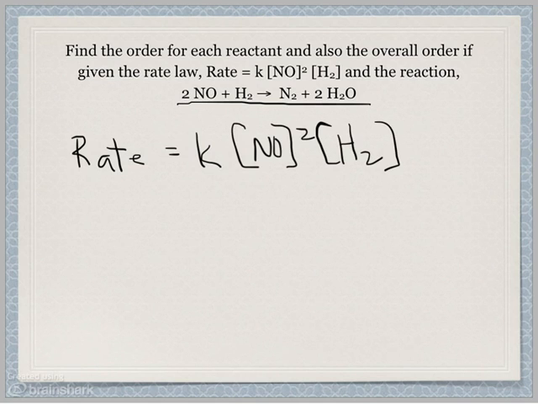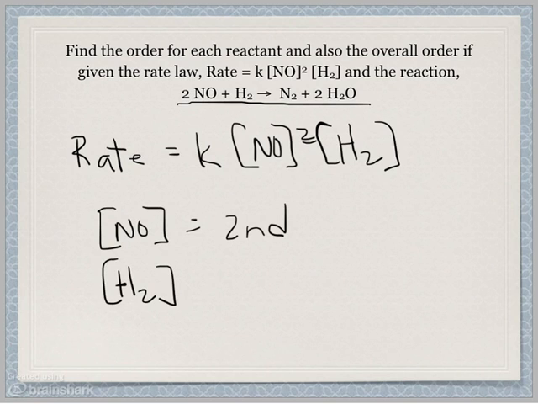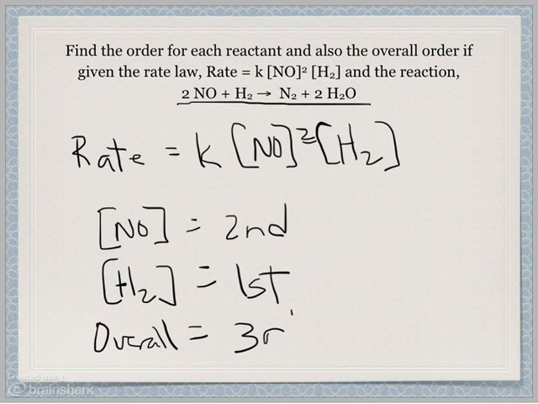Now you want to figure out the reaction order of each of the reactants. So in this case NO has a 2 for an exponent, so NO is going to be a second order reaction. H2 doesn't have an exponent, so that means it's 1, so it would be a first order reaction. And then if we were talking about overall order, it's going to be a third order reaction.